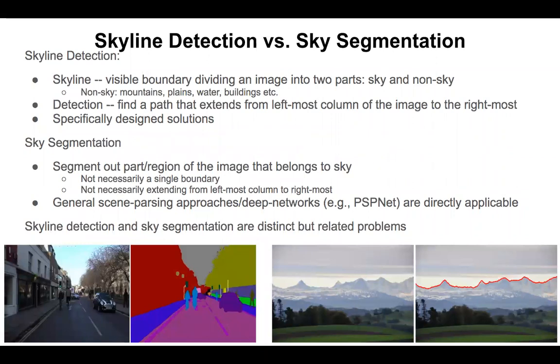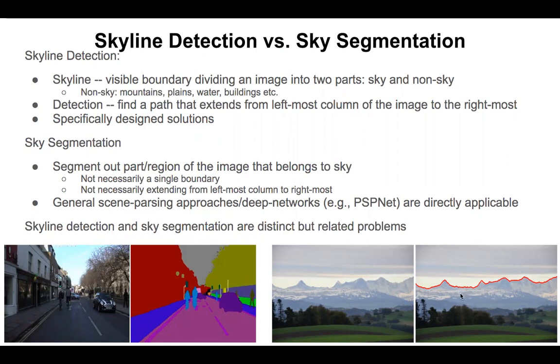So skyline detection essentially is the problem of finding the visible boundary in an image, for example, over here, that divides an image into two main regions. One is sky and the other is non-sky. Over here on the right, we can see an image where the skyline boundary has been marked and it is dividing the image into two regions. The non-sky part of the image could be anything. It could be water, it could be buildings, it could be plains or mountains. Our focus is mostly on skyline detection for mountainous images.